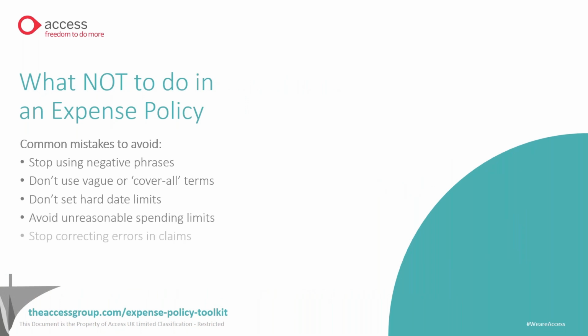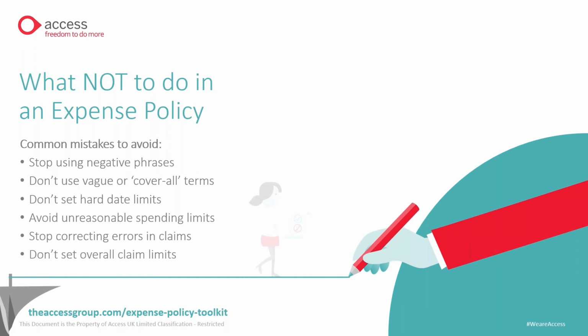So again, in our research, some of the things that we found are very standard in the way people approach policies, but actually don't encourage adoption of policies or your whole expense process. So really common mistakes to avoid. The most simple one is around negative phrases. Some phrases we come across all the time are, you are not permitted to, or you must not. Focus instead on what they're entitled to do.